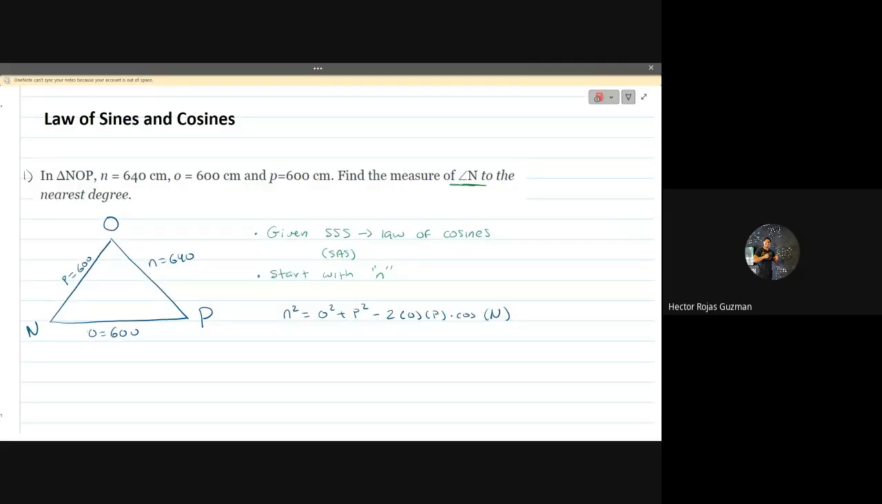I want you to write the formulas before you write any numbers. Make sure that you clearly write the formula. That way you know exactly where the numbers go. So we have 640 squared equals 600 squared plus 600 squared minus 2 times 600 times 600 times cosine of N.